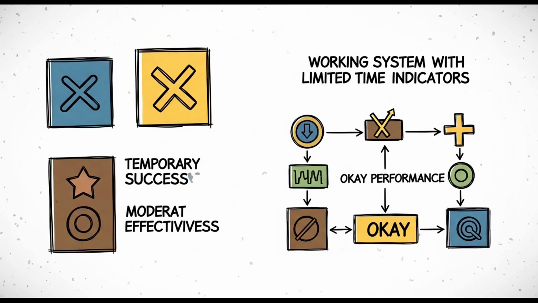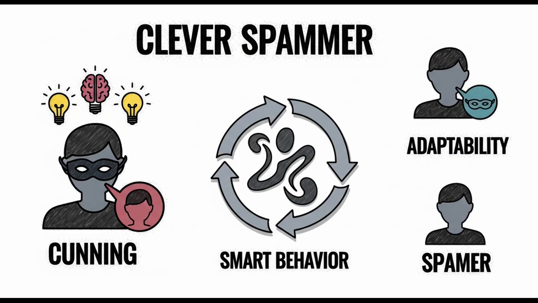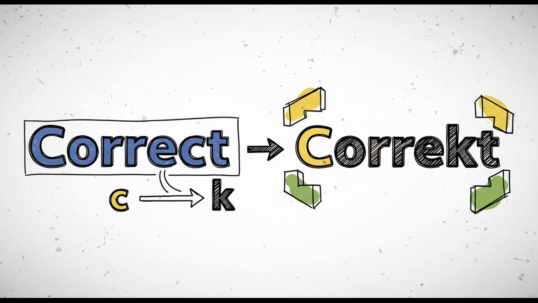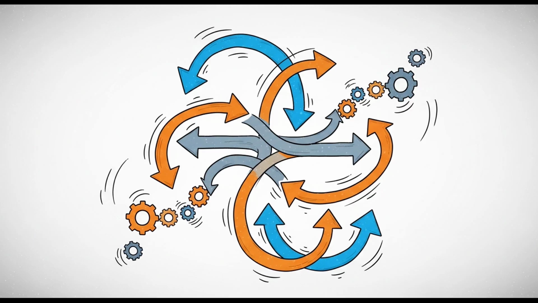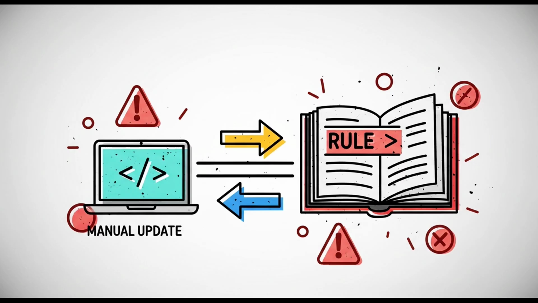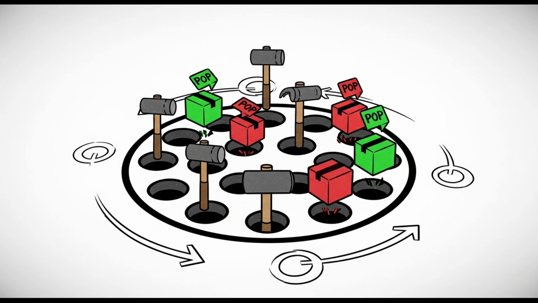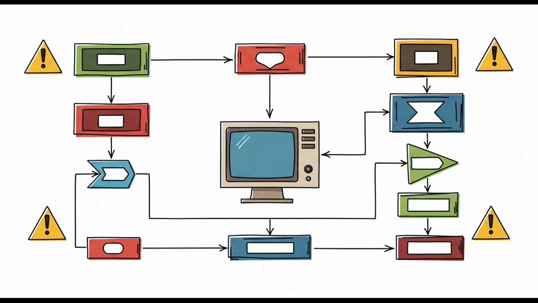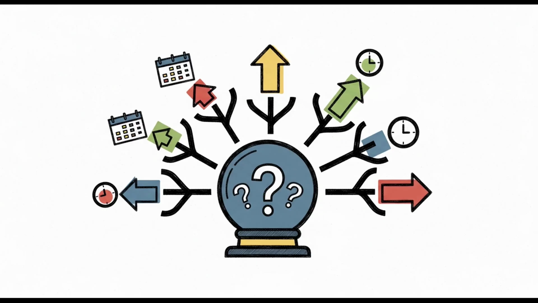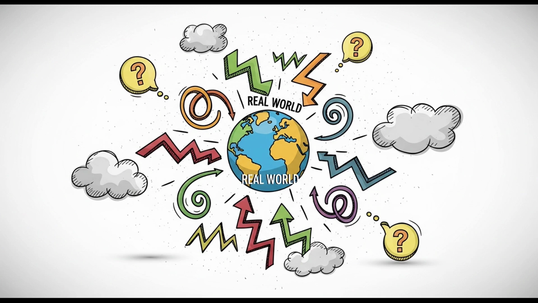That works okay for a while, but spammers are smart. They start misspelling words on purpose. They change their tactics constantly, and suddenly, the programmer has to keep updating the rules manually. Every new trick the spammers use means another line of code. It's an endless game of whack-a-mole. This is the problem with traditional programming. It only works when you can predict every possible scenario in advance. And in the real world, you almost never can.